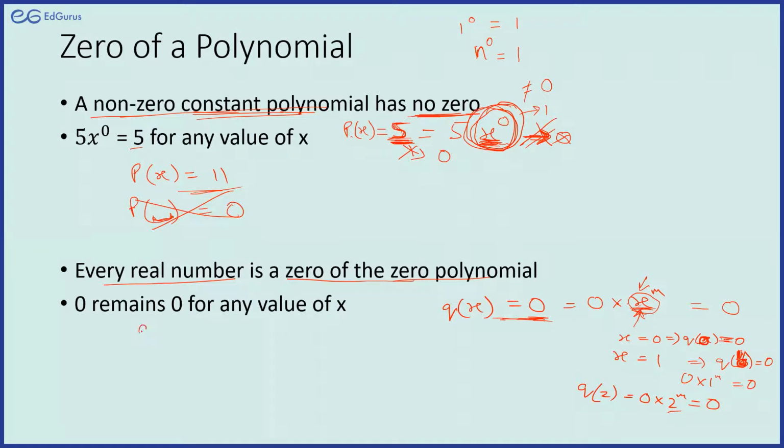Now you have q of x is equal to 0. Can I write something here which makes it 0? What value of x will make it 0?